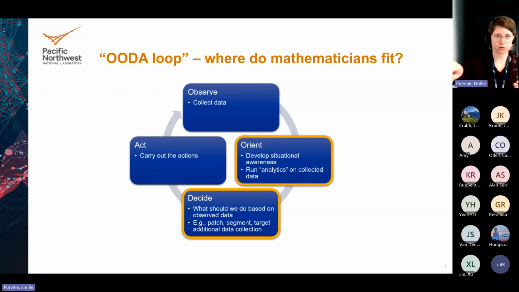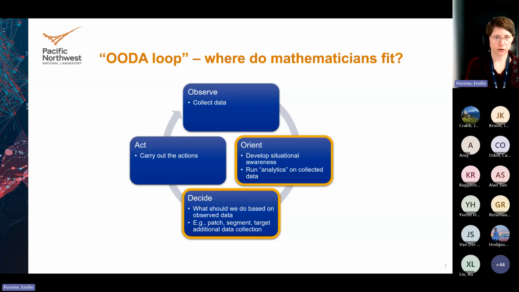And it's not like you do the loop, and if you're in orient, you're not in observe. You're always in every bucket because this data is coming so quickly. So you're constantly observing, orienting, deciding, and acting. Mathematicians, I think, fit best in the orient and decide buckets in this developing situational awareness from data, and sometimes helping make those decisions, maybe game theory and other kinds of tools to figure out what to do and how to keep our networks healthy and running.